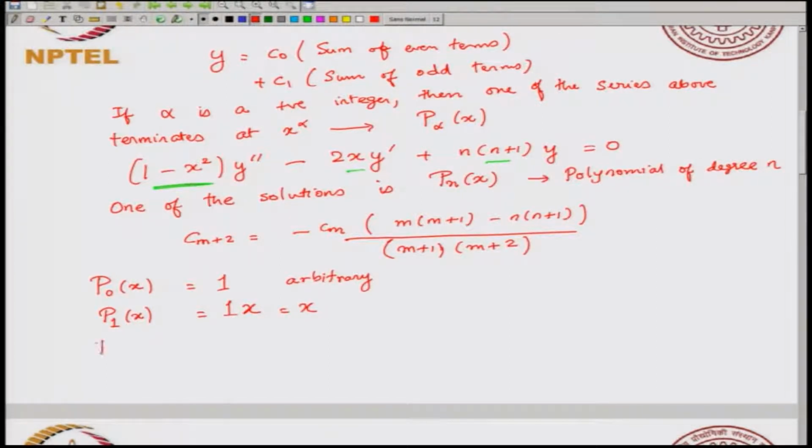Now, P2 of x. If you want to calculate P2 of x, it will have two coefficients, a C0 and a C2, but C2 and C0 are related to each other through this recursion relation. When you use that relation and relate C0 and C2, you can finally write an expression for P2. Remember it has both a constant and a second power term. I will just write the final expression for P2, and you can work this out, it is not very hard. So you have C0 x to the power 0 plus C2 x squared, and C2 we already saw is equal to from.